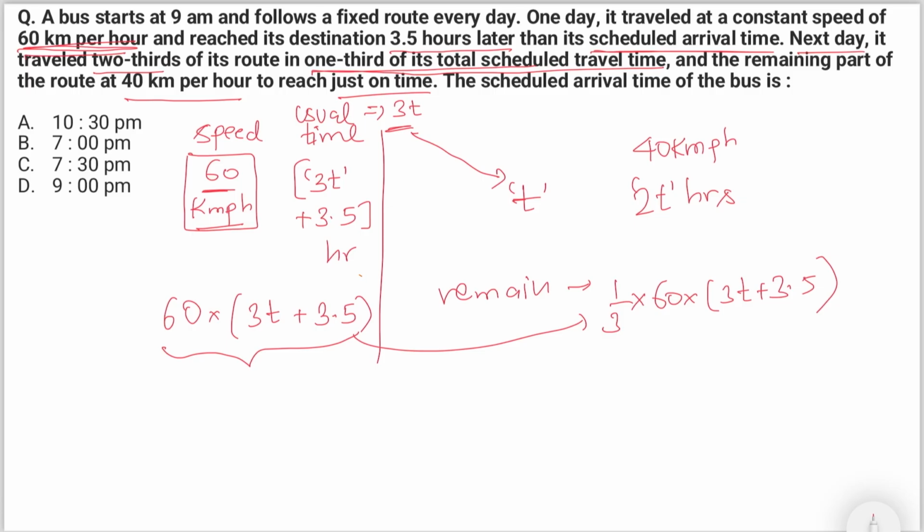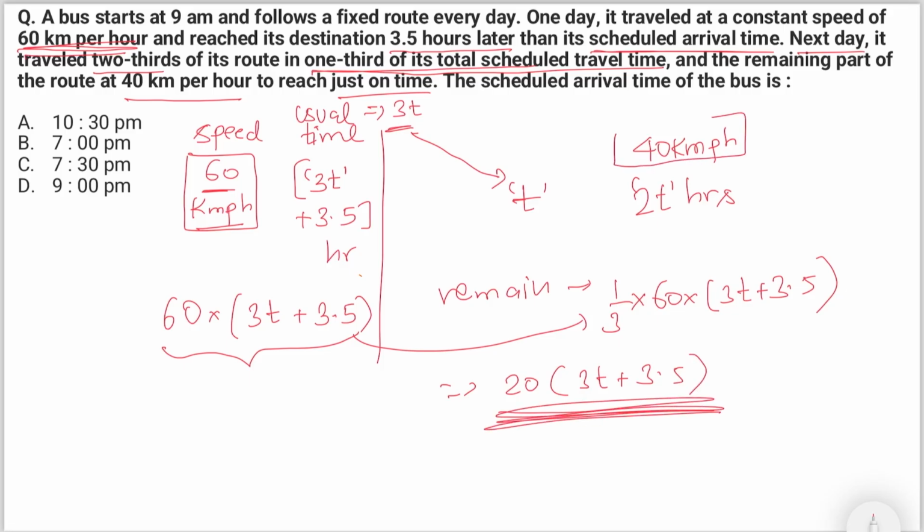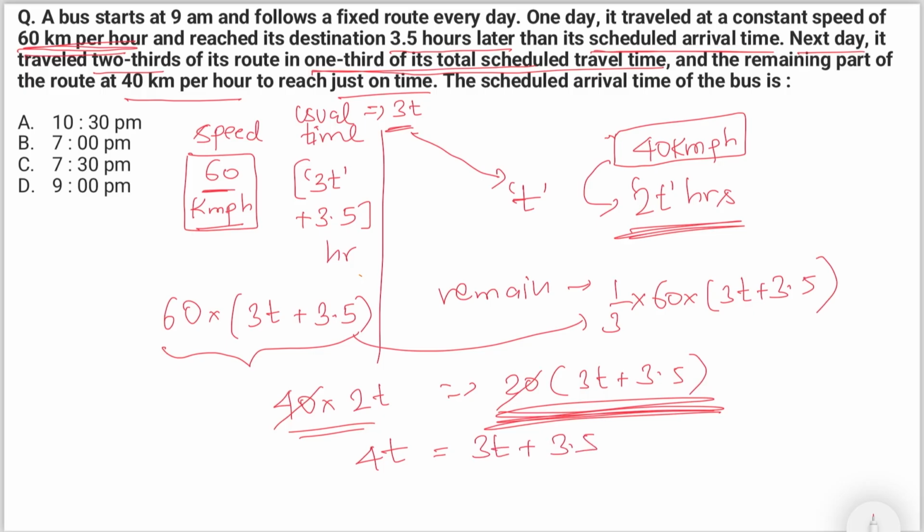This comes out to be 20 into (3t plus 3.5), and they're saying this remaining distance was covered at 40 kilometers per hour in the remaining time. The remaining time was 2t. So the remaining distance is actually speed 40 into time 2t. Solving this, you get the value of t and thereby your answer. So 40 into 2t is 40 times 2t, and 20 cancels. You get 4t is 3t plus 3.5, or you will simply get t as 3.5 hours.